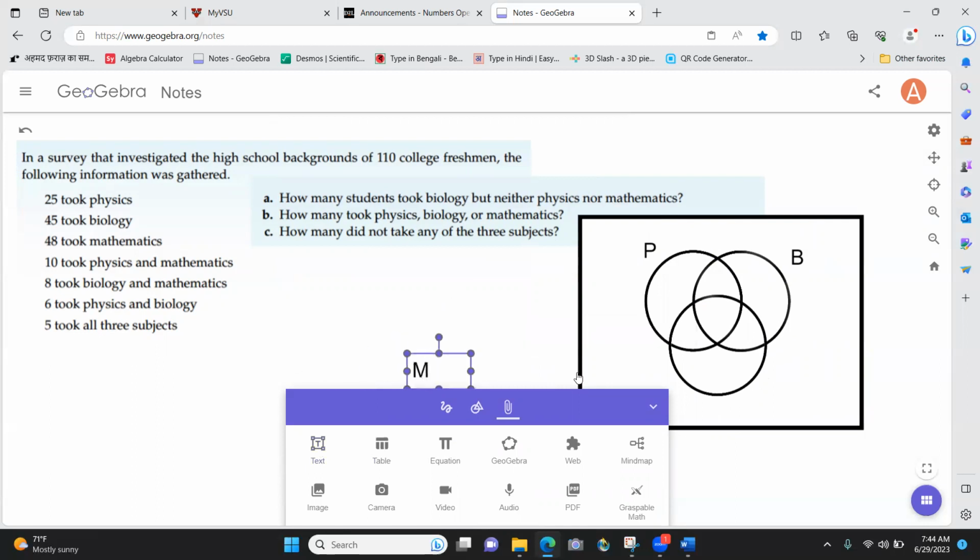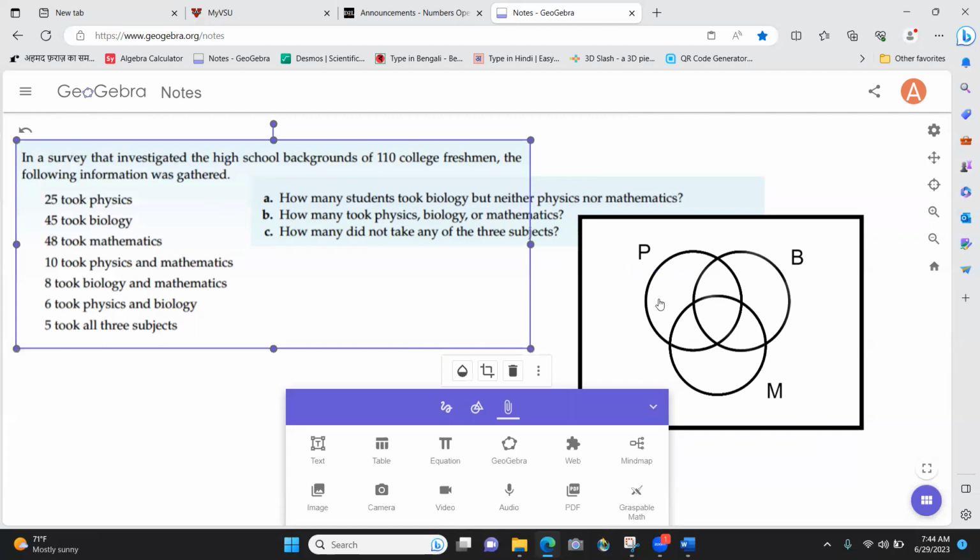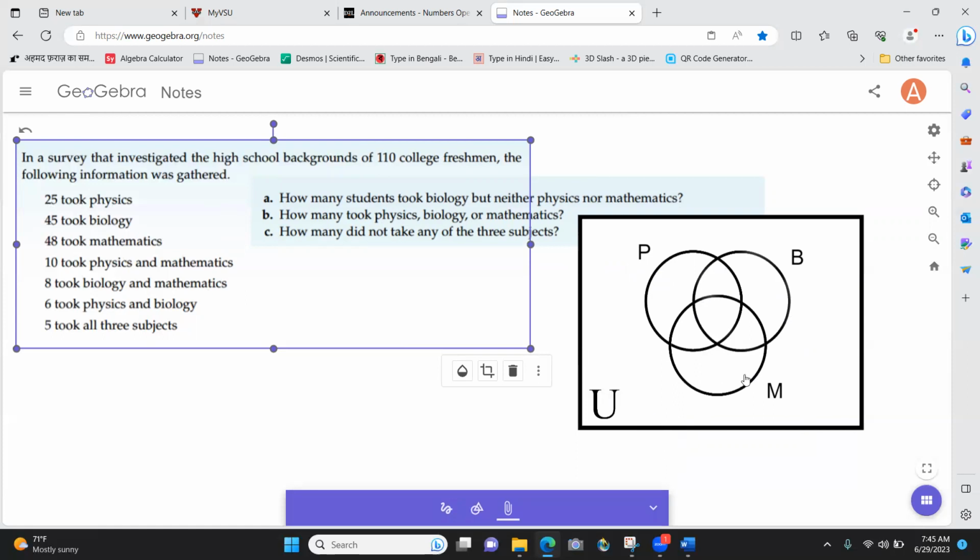Now remember, guys, last class we said when you're talking about set problems, the word only means a lot. 25 took physics. That means these four parts of the physics circle should add up to 25. Don't put 25 in any one of the spots. 45 took biology. Again, the four parts of the biology circle should add up to 45. 48 took mathematics. The four parts inside the mathematics circle should add up to 48.